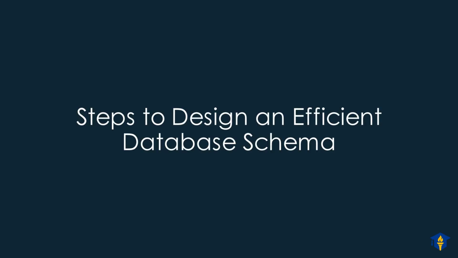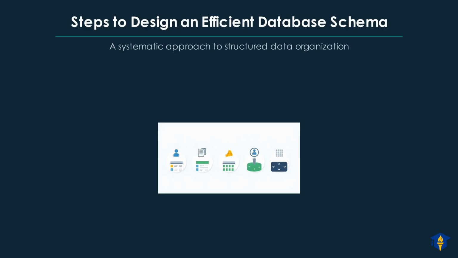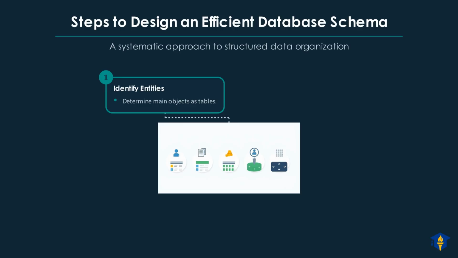We will now review the systematic steps to design an efficient database schema. This approach provides a systematic way to organize your structured data effectively. The first step is to identify entities which represent the main objects. This means you determine your main objects, which will then become your tables.